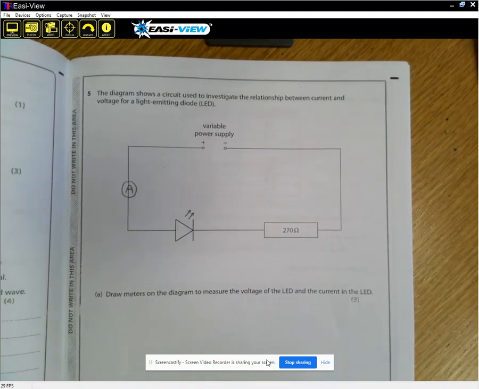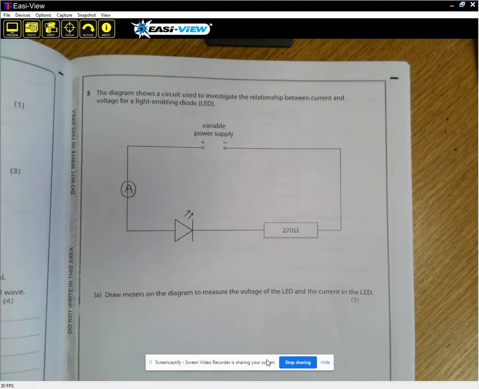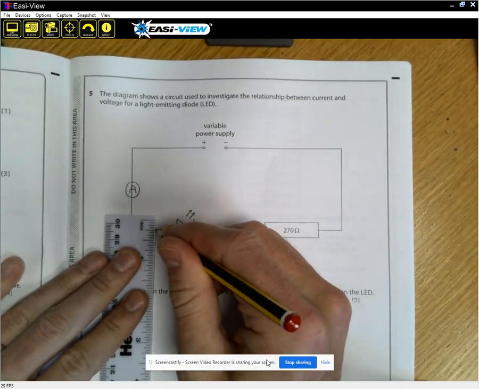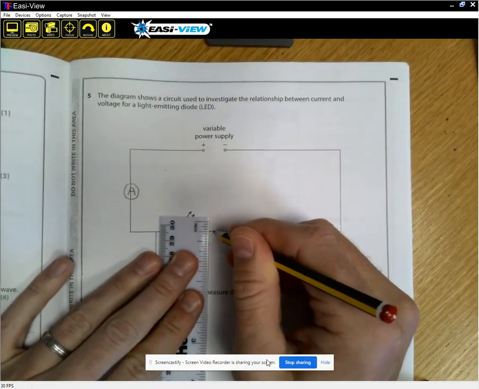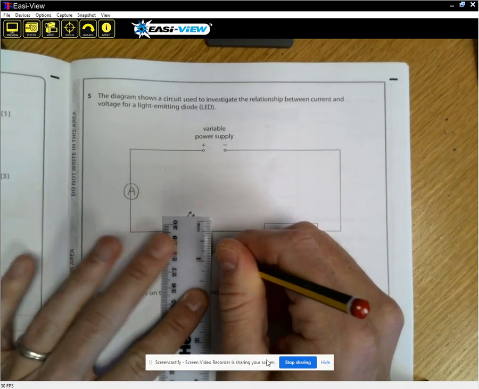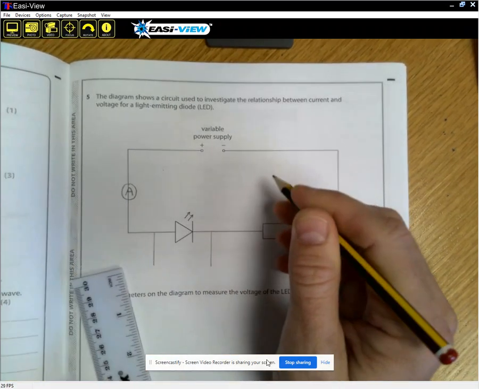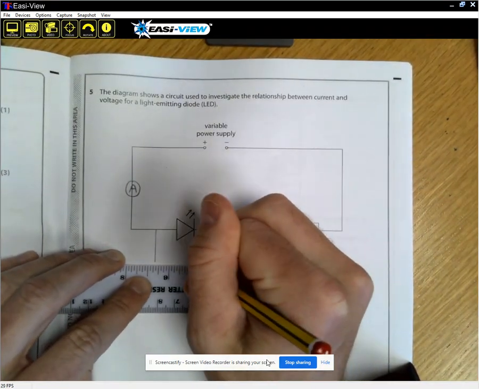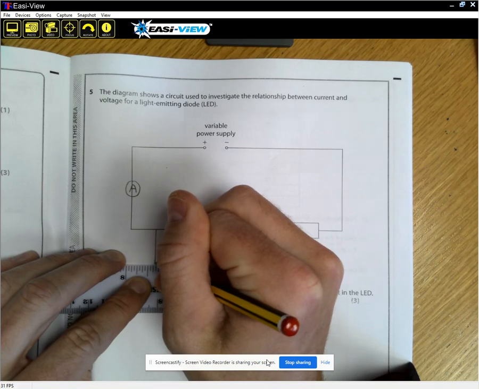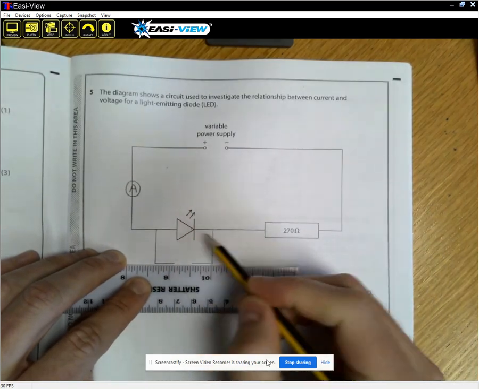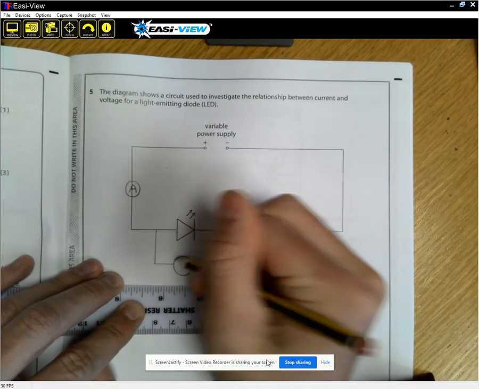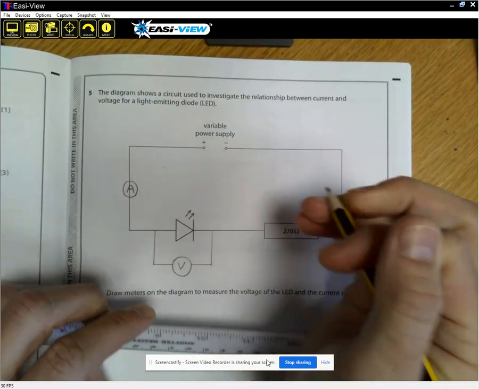Then it asks for the voltmeter to be put in to find the voltage of the LED. So the voltage of the LED, it needs to go in parallel with the LED symbol. So it's in parallel. The voltmeter finds the difference in potential between this point and this point. So again, something as close to a circle as I can draw, and then a capital V.